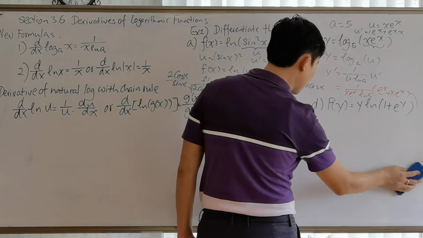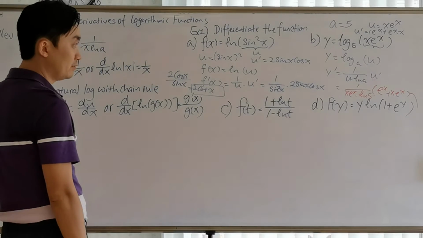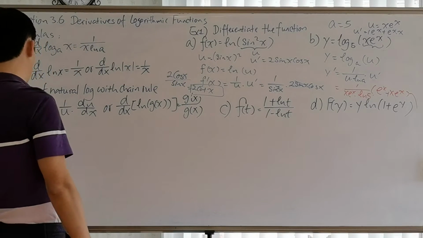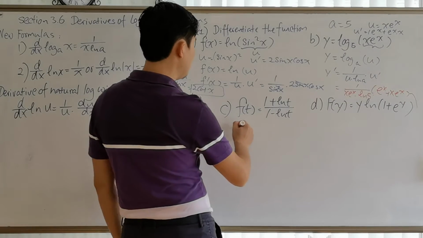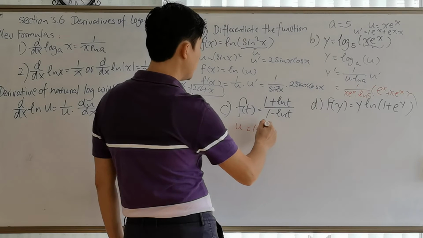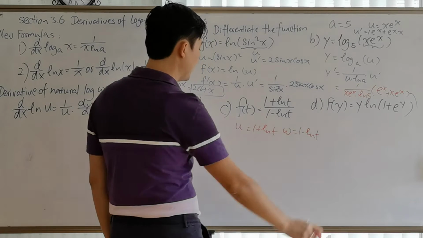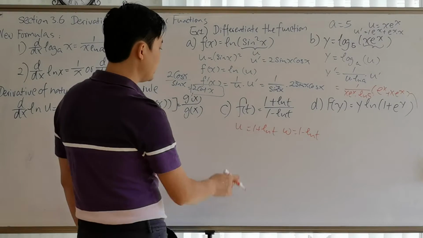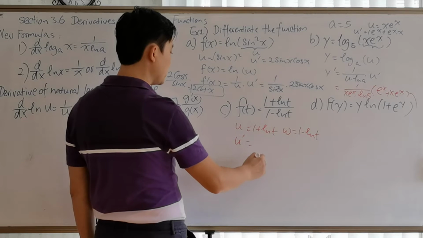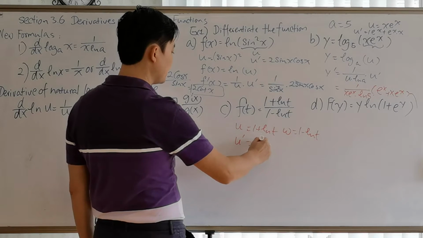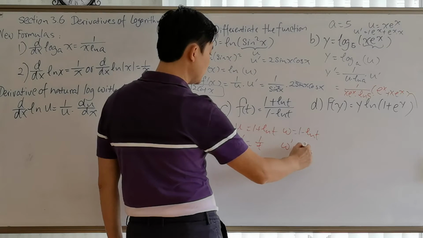So for C and D, they're quite similar. One involves natural log, the other involves natural log of the quantity with the base e. One thing you want to do is set up u, which is 1 plus natural log of t, and then w, 1 minus natural log of t. The reason is that this one involves two different functions. So u prime would be 1 over t, and then w prime would also be considered 1 over t.